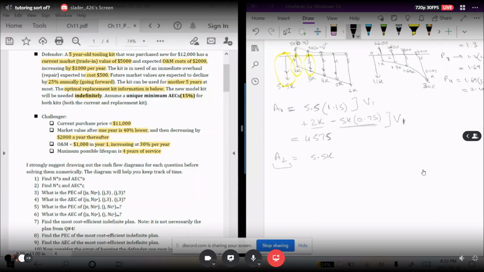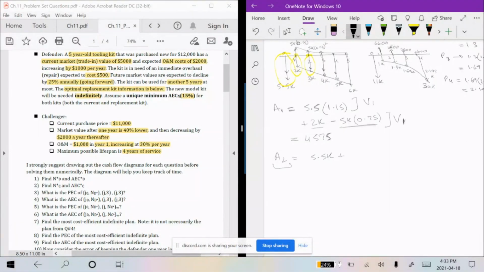Right, so this 5.5K, what I'm going to do is take this 2K operating charge from V1 and put it back in V0: 2 divided by 1.15. If this doesn't make sense to anyone, this is the easiest method I found.